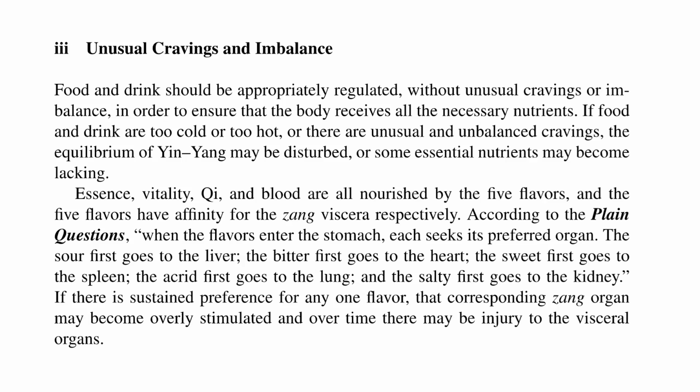Essence, vitality, qi, and blood are all nourished by the five flavors, and the five flavors have affinity for the five zang organs respectively. According to the Plain Questions, when the flavors enter the stomach, each seeks its preferred organ. The sour first goes to the liver, the bitter first goes to the heart, the sweet first goes to the spleen, the acrid first goes to the lungs, and the salty first goes to the kidney.